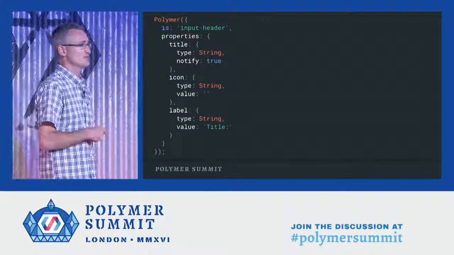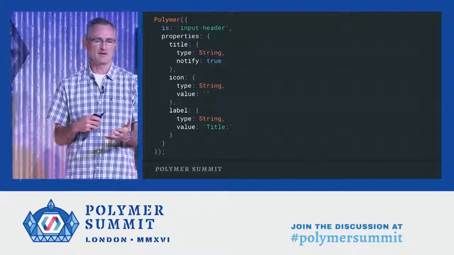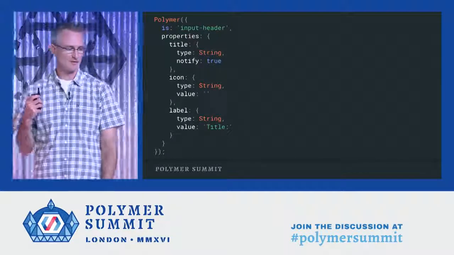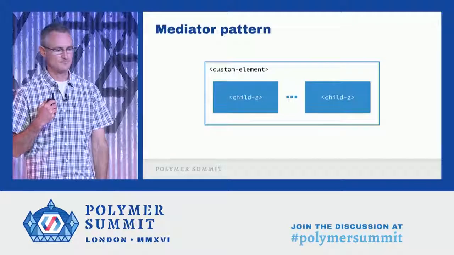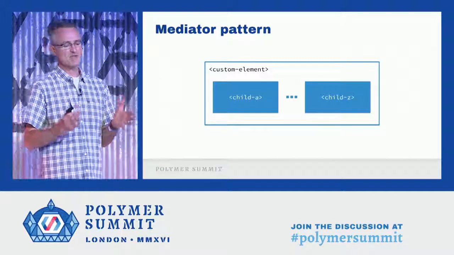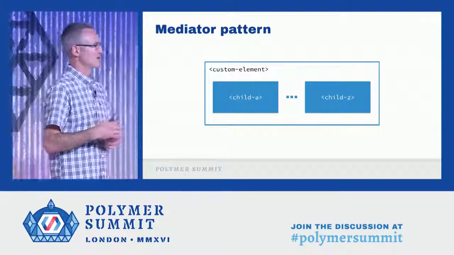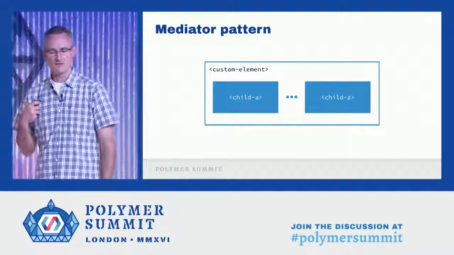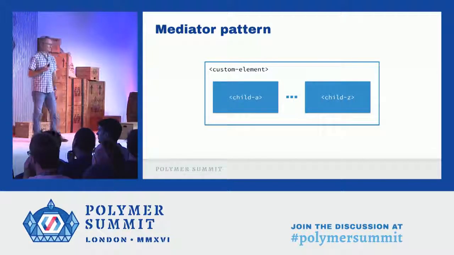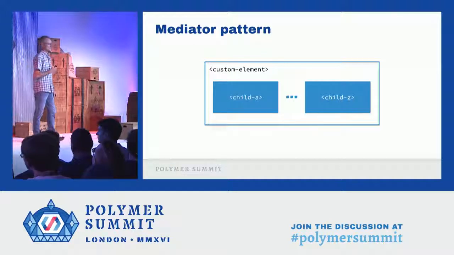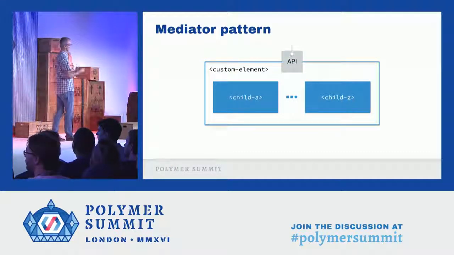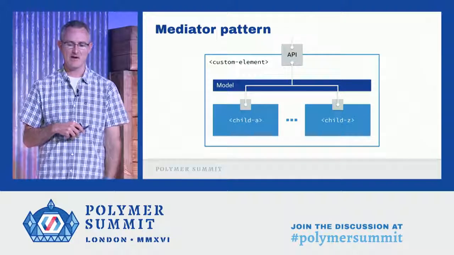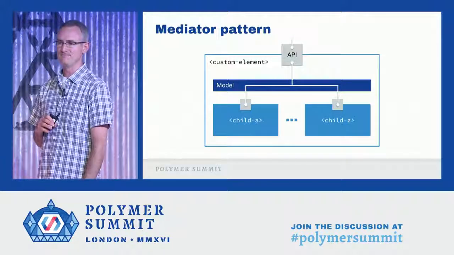In the same vein, Polymer also provides some convenient helpers for defining your APIs and behaviors for your elements, like this simple format which you know and love for declaring properties. But the features that Polymer provides are really based around a certain way of thinking about the component model. And the way we think about it is in a pattern called the mediator pattern. So in this pattern, a custom element acts as a mediator, encapsulating the elements that it's built from, orchestrating interactions between them, and exposing an API for other elements to use.